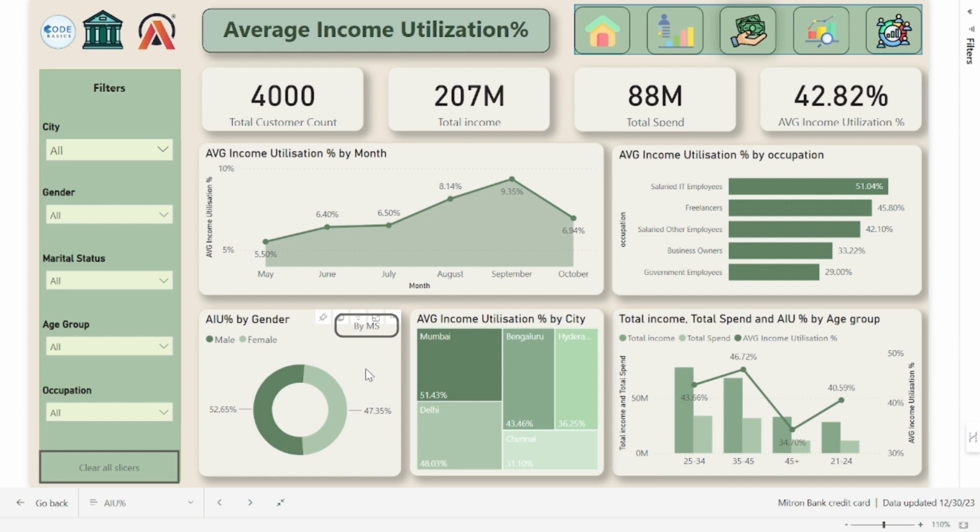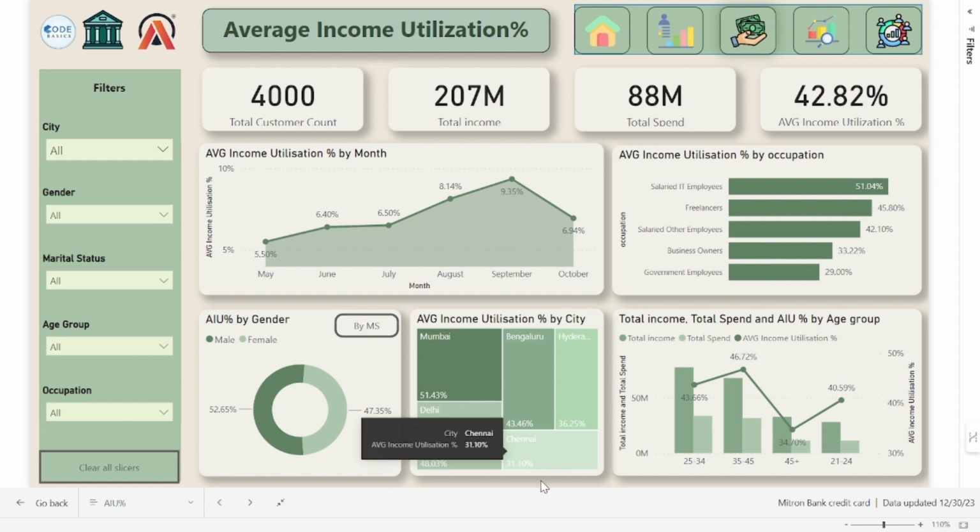If we come to this donut chart, marital status and gender also play a role in spending habits. Single individuals have the highest average income utilization compared to married couples. This could be due to shared financial and household expenses. Here there is a button, and if we click it, we can see this gender-wise. And we can see that when it comes to gender, men spend slightly more than women.